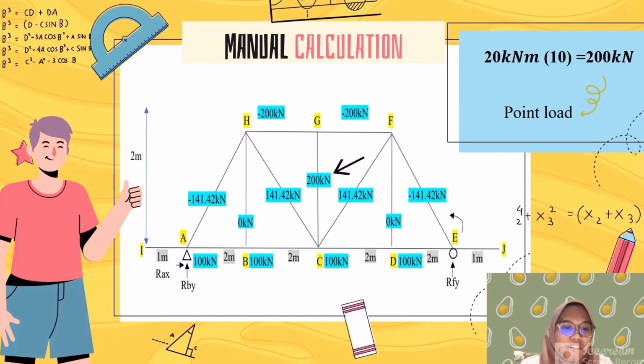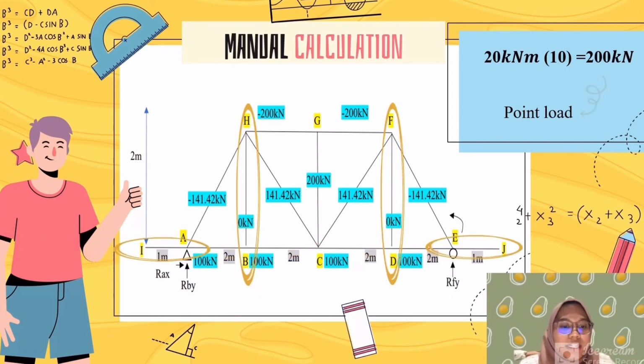Next, the internal force at members CH and CF, we get 141.42 kN, which is tension. At the members FG and GH, the internal force is negative 200 kN, which is compression.